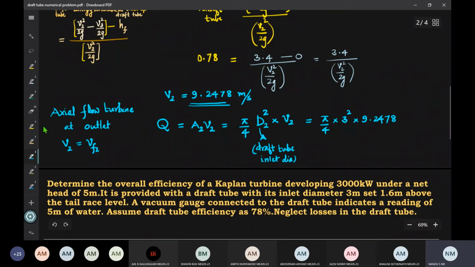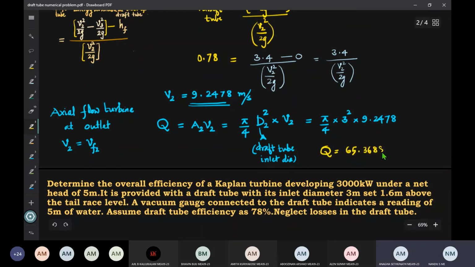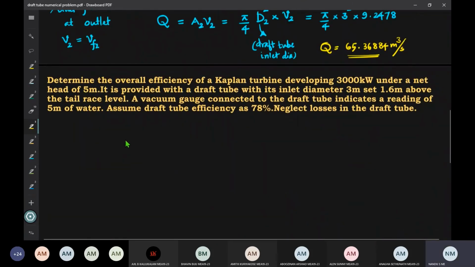In fact, that same discharge is flowing through the inlet of the draft tube or discharged at the outlet. So what is this discharge? Q is 65.36884. Okay, I am telling more number of decimal places. It's a big unit, meter cube per second. So it's more than 65,000 liters handled by the Kaplan turbine. So it's a high discharge turbine. Usually axial flow turbines have very large discharge. So 65.36884 meter cube per second, that is the discharge. So once you get it, now the problem is over.